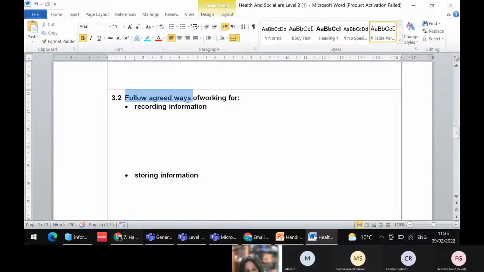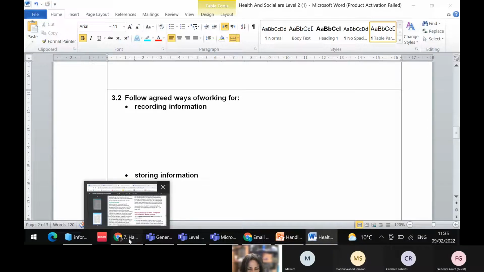So now, following the policy and procedure, first of all, how do you record information? Just for you, how do you record your information? So I start talking about myself. So if we go here, 3.2.